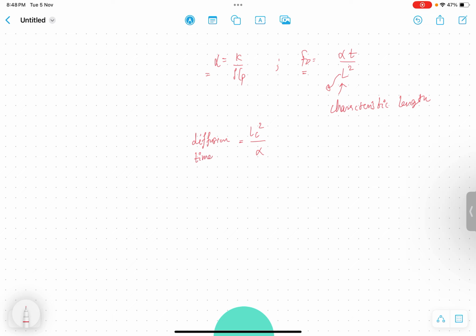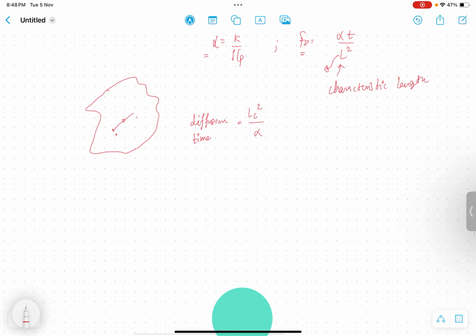Diffusion time means how much time it takes for the heat to travel from this point to this point in the body. So you can see by intuition that if diffusion time is less, it means alpha will be higher, or the characteristic length of the body is small. So if the characteristic length of the body is small, then it will take less time for the heat to diffuse in the body. Okay, so in the next class we will see about the Biot number.